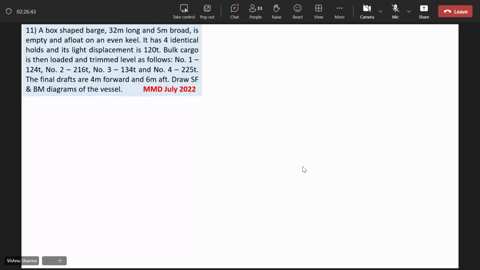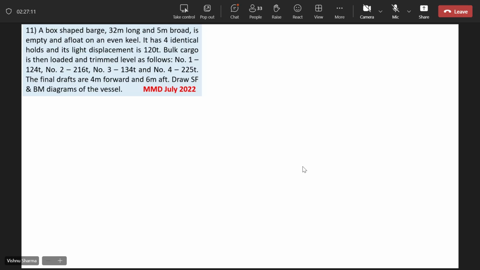Please go through the sheet, and if you're done with the sheet, are you okay with everything else except the last question? Please let me know. If you do these many questions, I think 8-10 questions on SFBM of a box shaped vessel, I don't think you should have any problems in handling it.